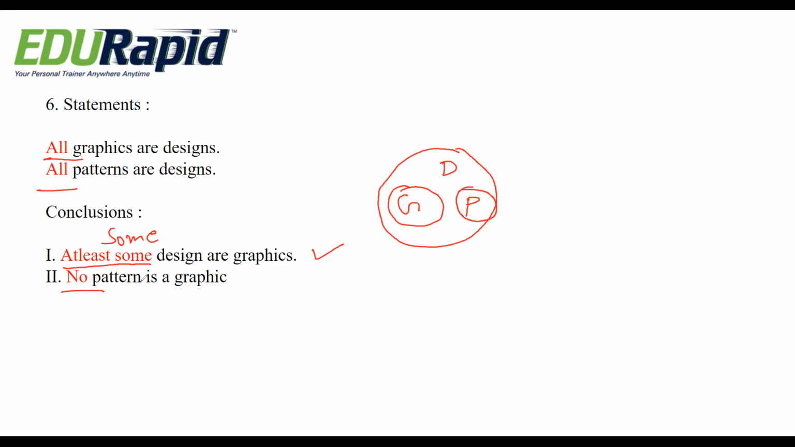Second conclusion, no pattern is a graphic. This is not possible because there may be a possibility that some pattern can be a graphic. I'll show you the possibility Venn diagram.